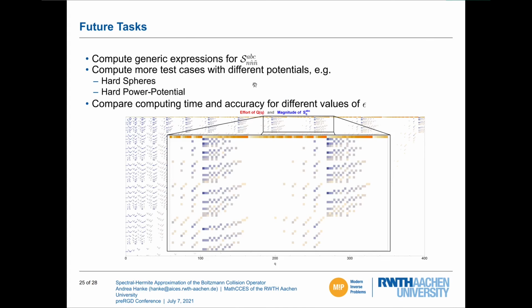This leads me to the future tasks. We are computing the generic expressions for our physical collision parameters S, and with them we then want to compute more test cases with different potentials. For example, hard spheres potential, hard power potential, you name it, we would like to compute them. We also want to compare computational time and accuracy for different values of epsilon to see, hopefully, that we can decrease computational time without losing too much accuracy.